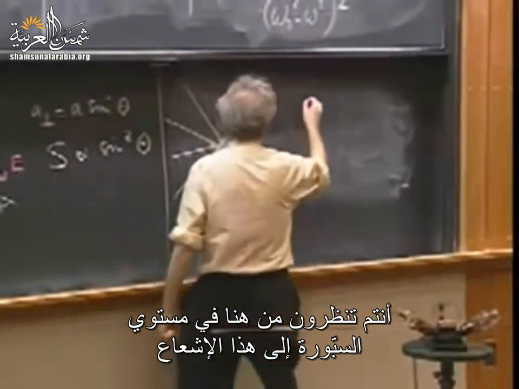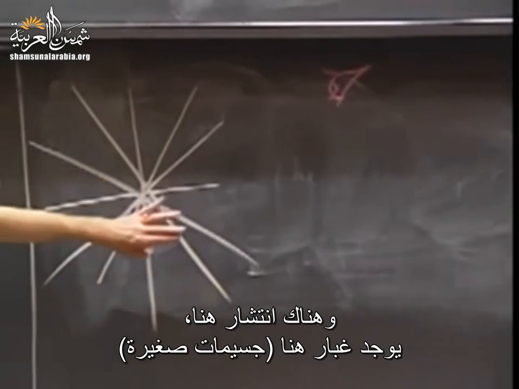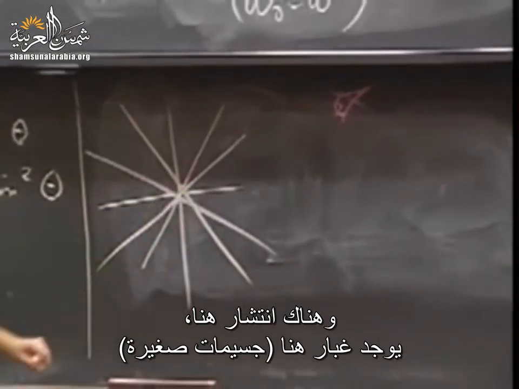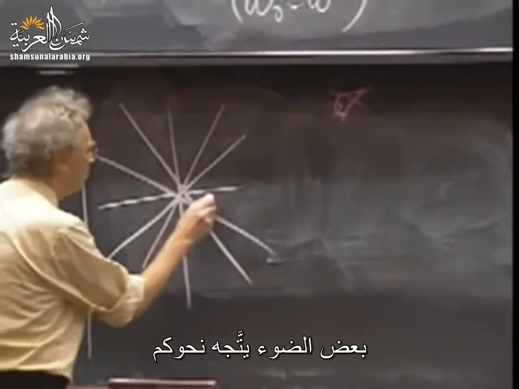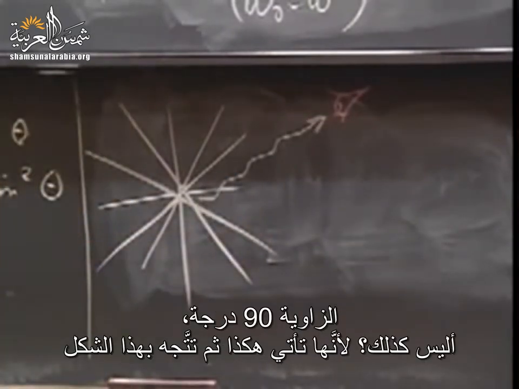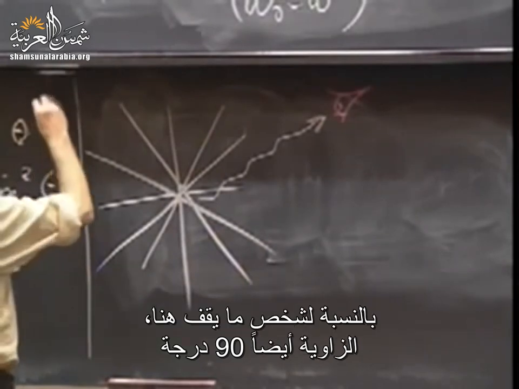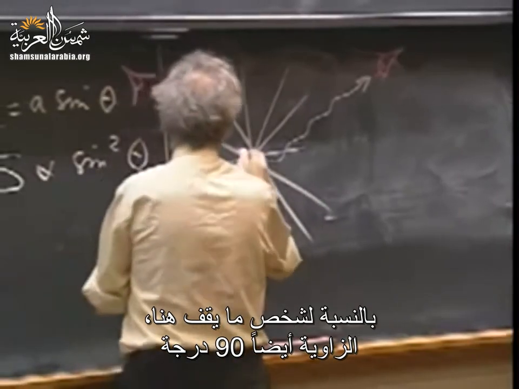You are looking here at the blackboard at this radiation, and there are scatterers here. There's dust here, very fine dust. And so some light comes to you. The angle is 90 degrees, right? Because it came like this, and now it does this. The whole board is 90 degrees. Someone who is here, also 90 degrees.